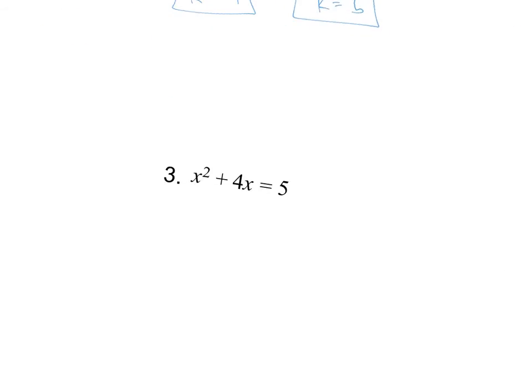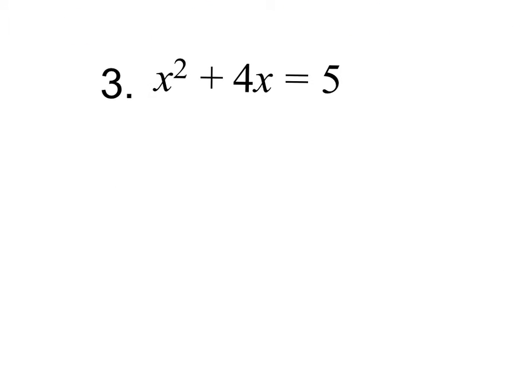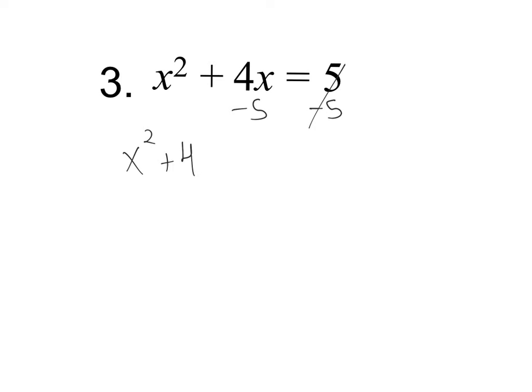Let's look at another example. Looking at number 3. Once again, this time our equation is not set equal to 0. So to start, we want to get everything over to the left side. So in this case, we want to cancel out this positive 5 by subtracting 5 from both sides. So then I'm going to list it out in order of degree from highest to lowest. So I have x squared plus 4x minus 5 is equal to 0.